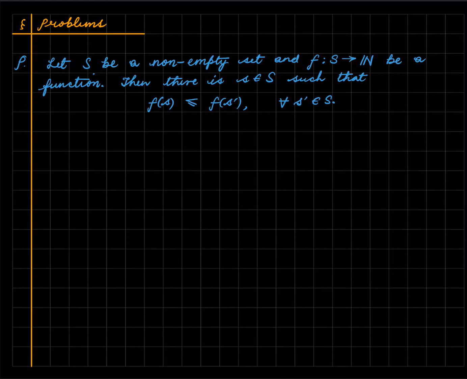And this is very easy. You just apply the well ordering principle to the image of f. This is a subset of natural numbers, so it has the smallest element, and that's it. That's how you prove that. So I just want you to realize this simple fact.